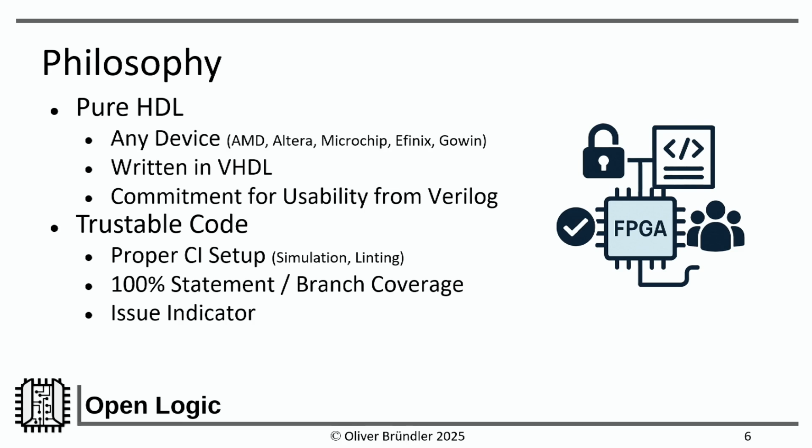Then trustability of code. As you got the mood, right? Trustability is a key for me. So we have a proper CI setup that runs simulation and linting in the cloud, synthesis coming soon. We have 100% statement and branch coverage on all the code in there. There is the issue indicator I'll show to you. So the general idea is that you have code that you can trust and you know you can trust, you can use without having fear of it.